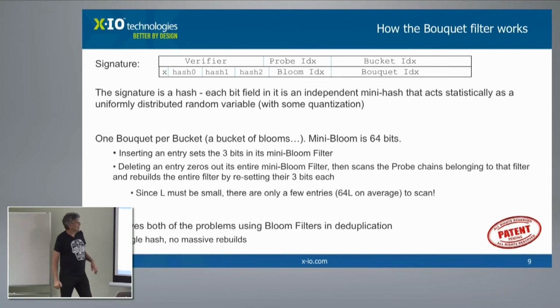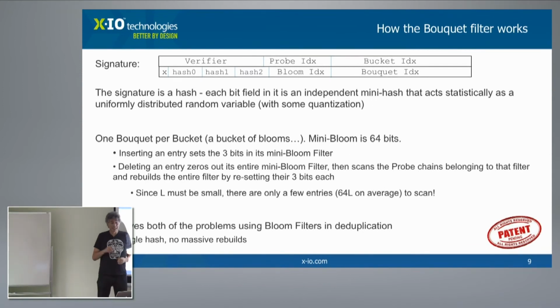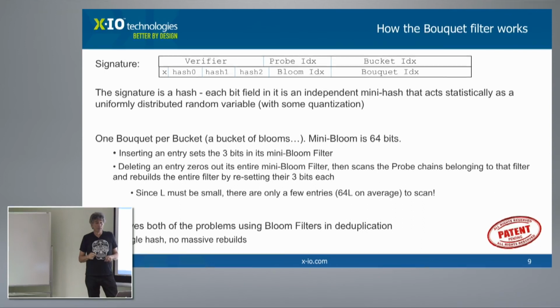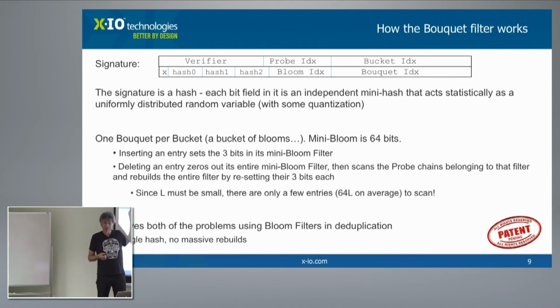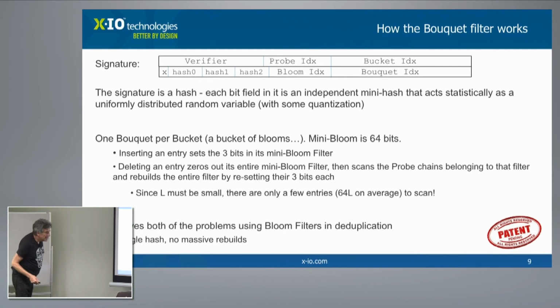Deleting an entry, you zero out the U64, and notice the bloom index is smaller than the probe index. You go into the probes, you trace those 4 or 8 or however many probes belong to that bloom index, trace their indexes, and do the ORs to rebuild the bloom filter. But because there's only 64 bits in the bloom filter, and L, the load factor, has to be small for it to work, you're talking about maybe 3 or 4 entries total to rebuild the bloom filter. Each one of them sets 3 bits in a 64-bit word, and it better be mostly zeros when you're done. So delete is extremely fast from this bouquet filter, right?